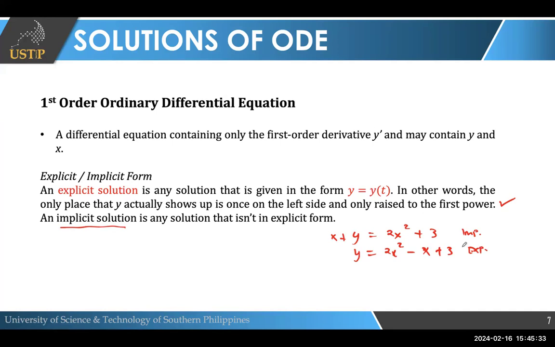Okay? When you say explicit, from the word itself, it is very obvious. Implicit is not obvious. So you can express an explicit form into an implicit form, but you should know the definition of how you spot an explicit and an implicit form of solution.